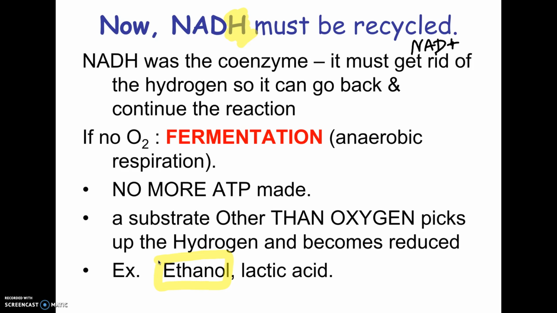When we go through fermentation in our muscle cells, like when you're running and your muscles start to burn, that's because you make lactic acid. We don't make ethanol as our product. We make lactic acid as our product of fermentation. This is not normally happening. Right now, you shouldn't have fermentation happening in your cells because your cells have plenty of oxygen.